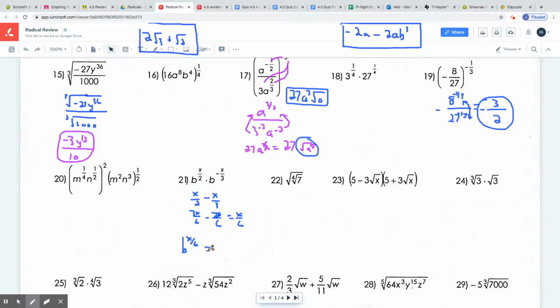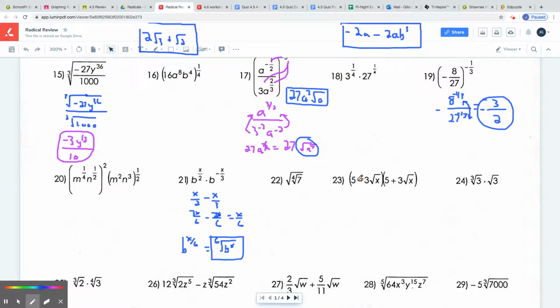But it needs to be rewritten in radical form. So it's the 6th root, because 6 is on the bottom, of b to the x power. All right, 6th root of b to the x.